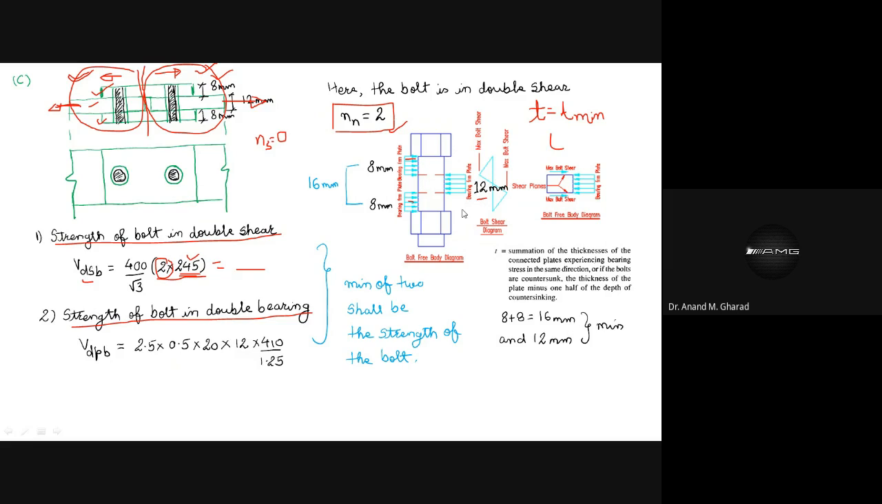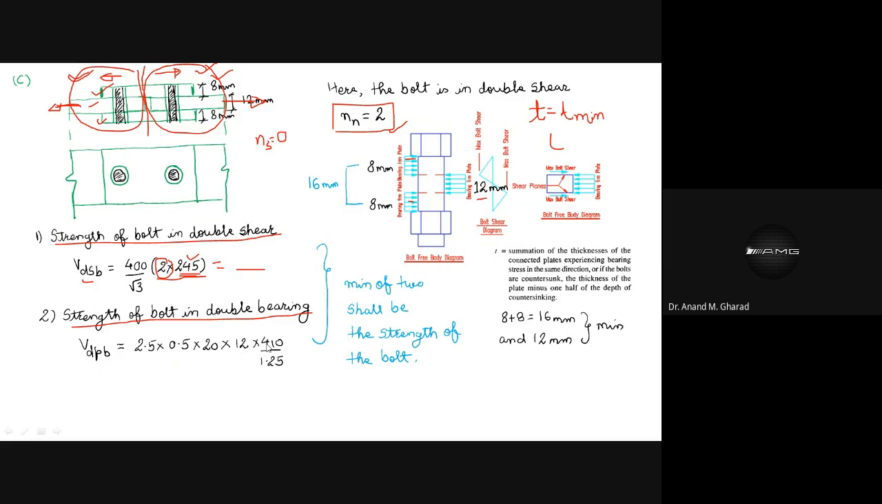Yes, in case of any difficulty, you can ask. Is this okay? Yes, sir. Okay. So therefore, this 12 value is introduced over here, and you can then calculate the VDPB. Whatever will be the least value amongst these two has to be considered as your design value or strength of the bolt.